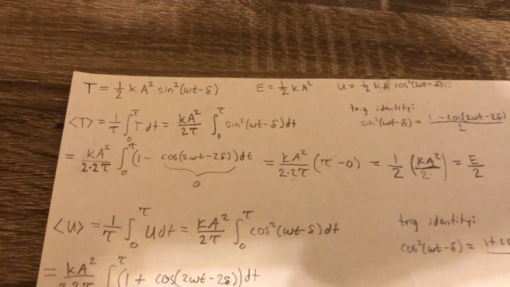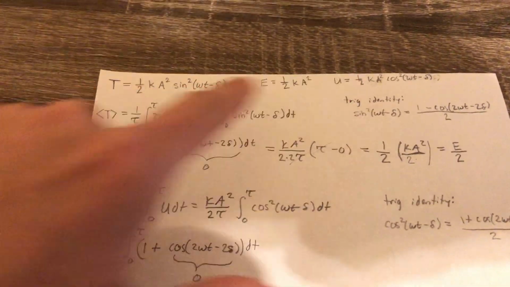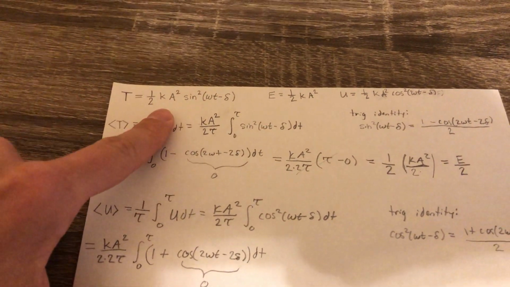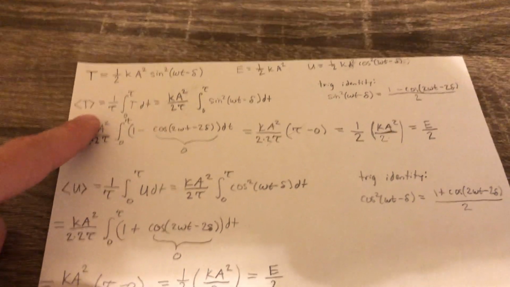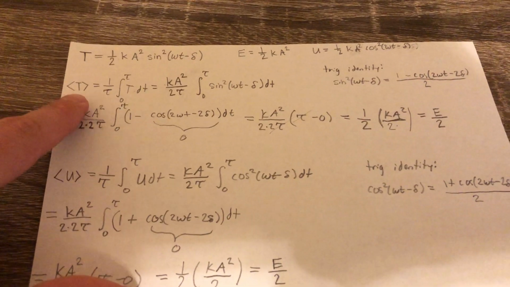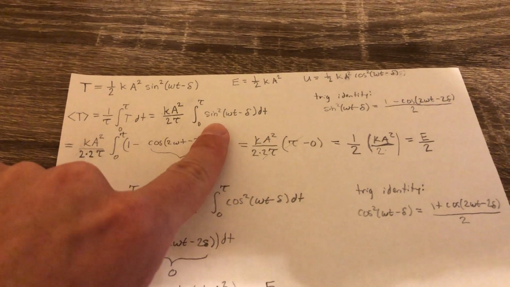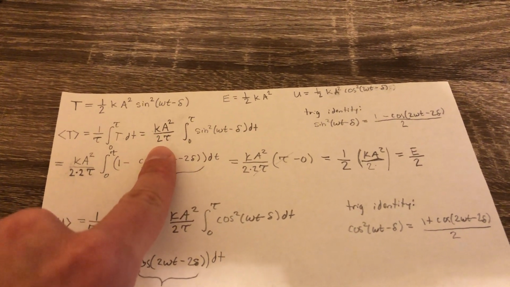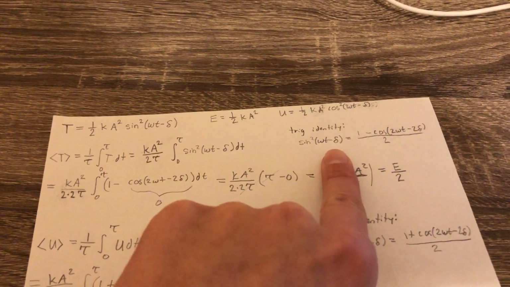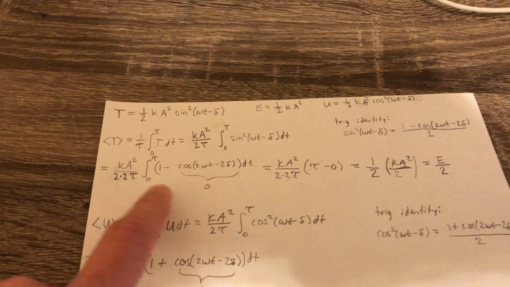So the only difference between the kinetic energy and the potential energy is these constants out front, and the constants aren't going to affect the integral, but I wrote it out just to be precise. So we do the same thing, and we plug in the sine squared(omega t minus delta). I already pulled the integrals out in the front. We use the same trig identity, and then we end up using the same.